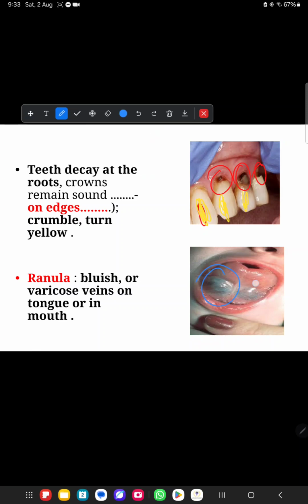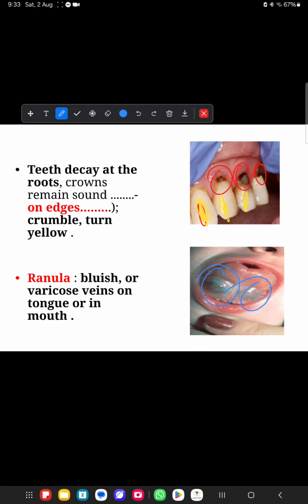Bluish color of ranula. Ranula means cystic swelling under the tongue. If you find a bluish color, it is because of varicose veins, especially on the tongue or in the mouth. If you find this symptom, we can think about this medicine. But these symptoms we can correlate with another medicine, that is ranula with fetid breath.